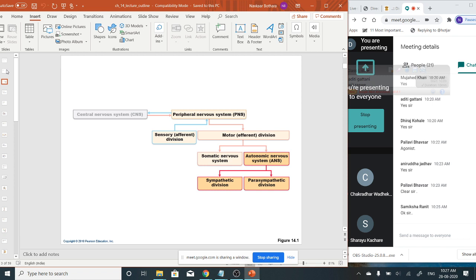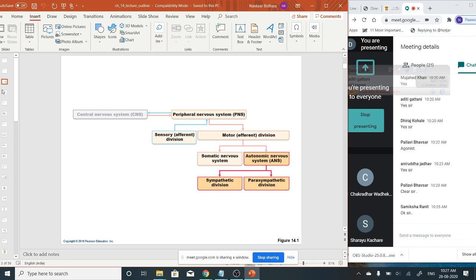So peripheral has components: the sensory afferent component. We know about sensory. We know about motor. Okay. In the motor component, we have two divisions: somatic division and autonomic division. In the autonomic division, we have got two branches, that is sympathetic and parasympathetic. This is our classification, particularly related to the peripheral nervous system. These all things are very, very important.